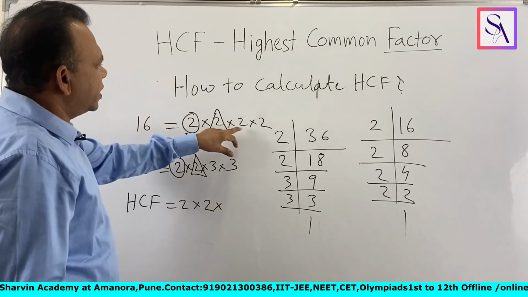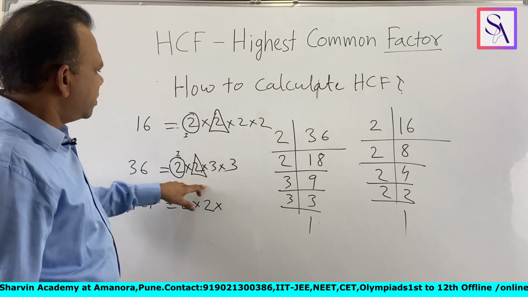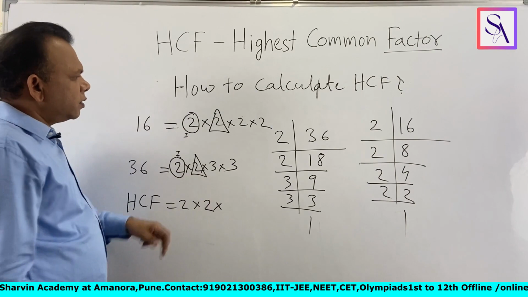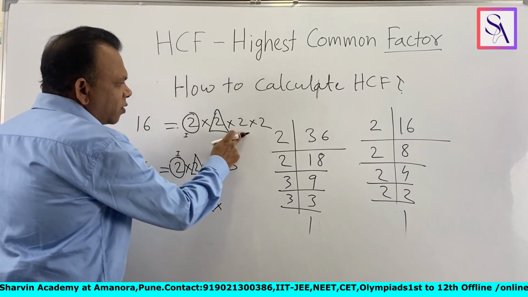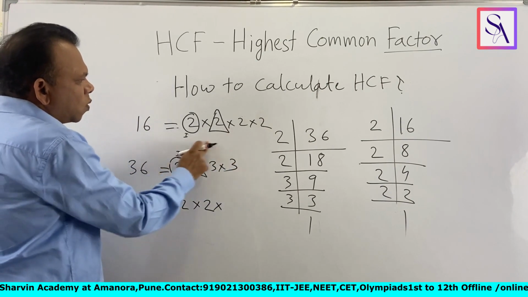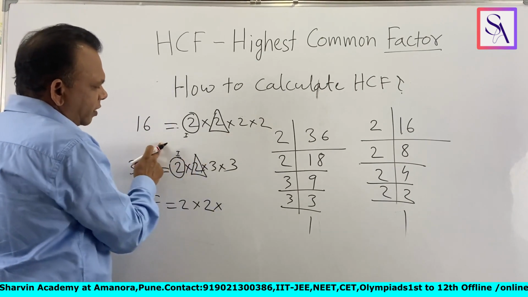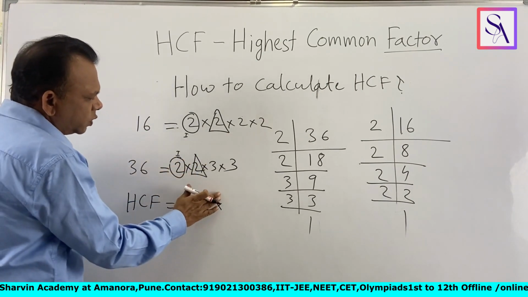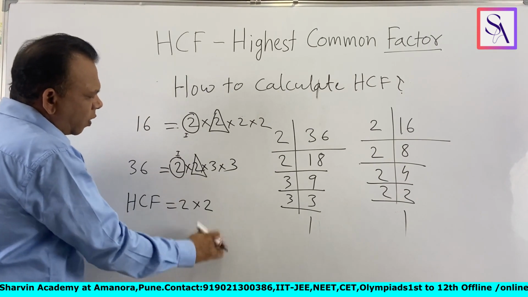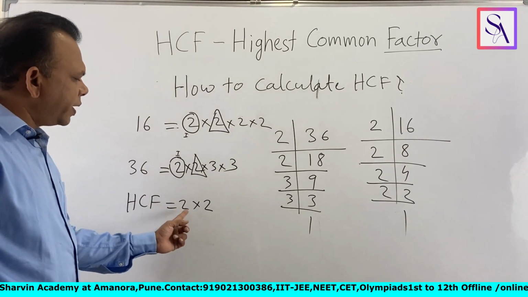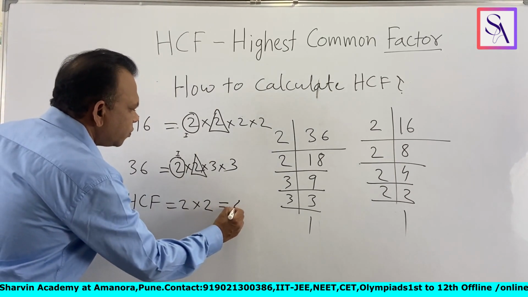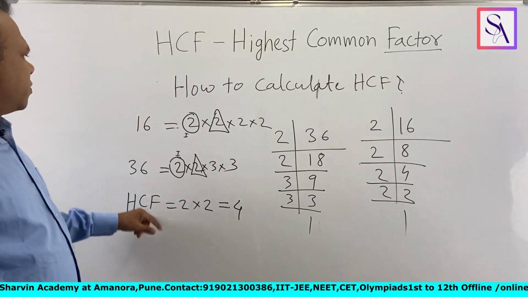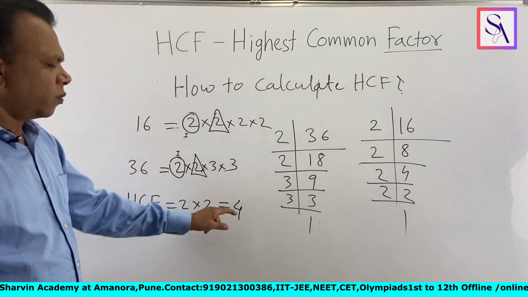Then, 2 is not there, here 2 is there but in this 2 is not there, right? In 36 3 is there, but in 16 3 is not there. So no common factor apart from these two 2s. So we got 2 2s, 2 into 2. So 2 into 2 is 4. So HCF of 16 and 36 is 4.